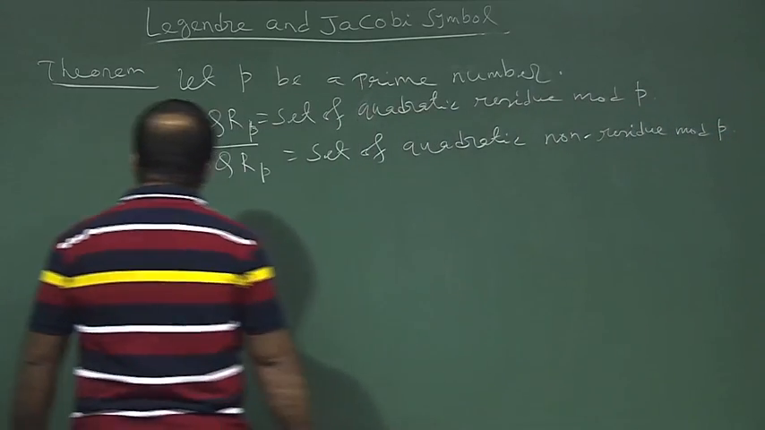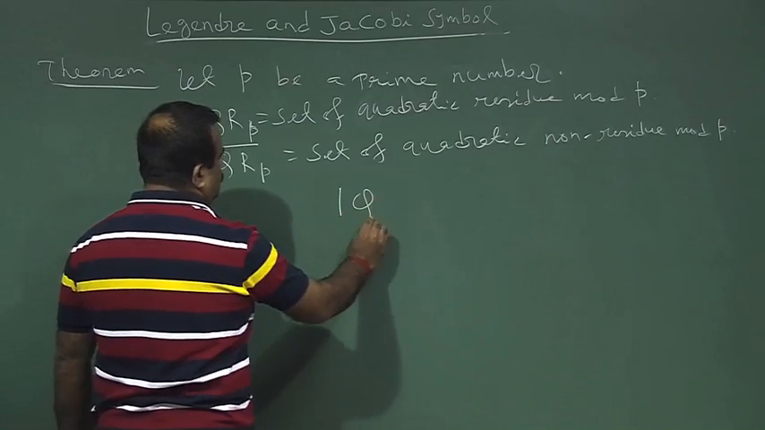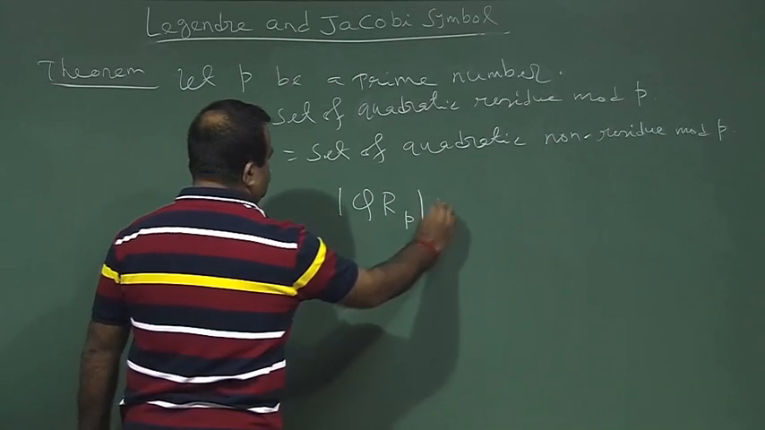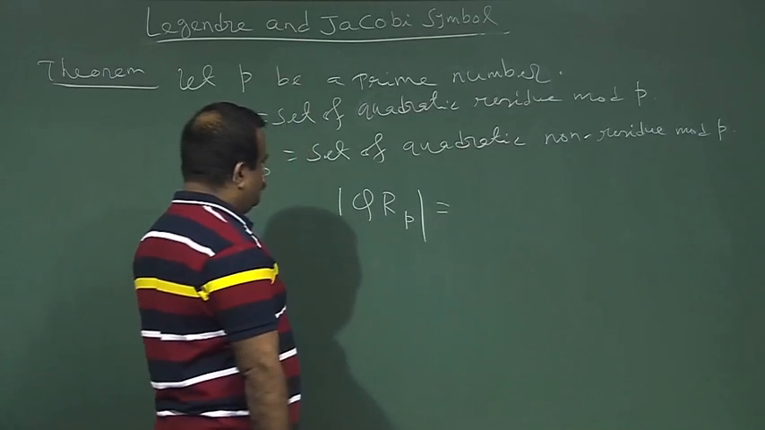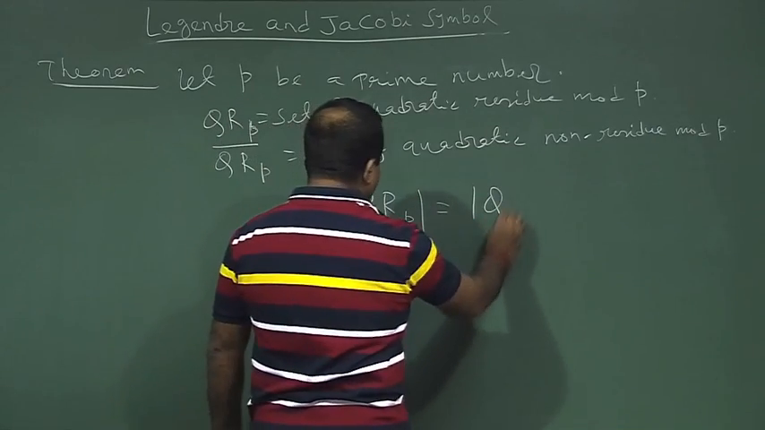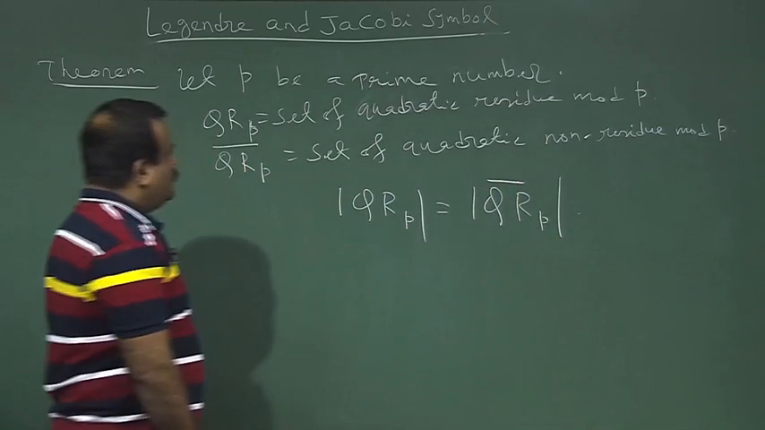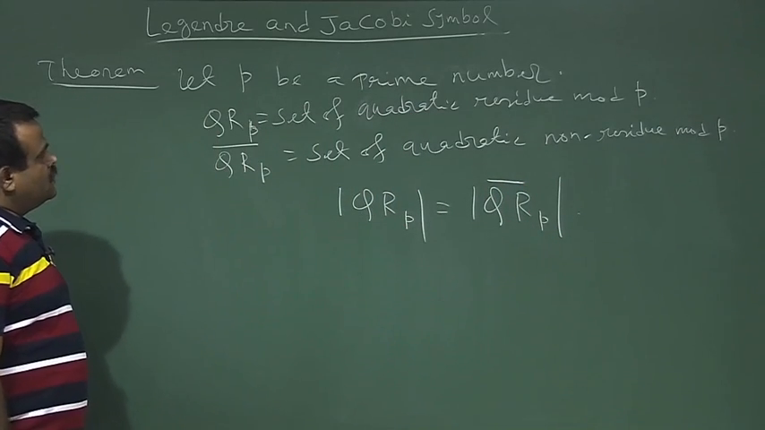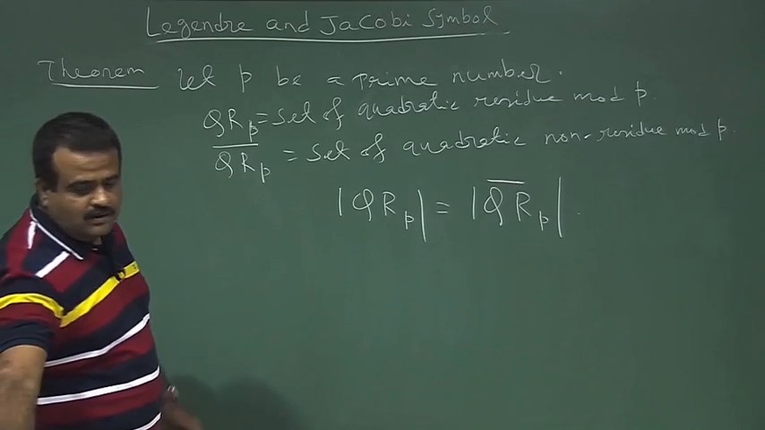Then in this theorem we want to show that the cardinality of these two sets is the same. The number of quadratic residues is the same as the number of quadratic non residues. So, we will prove this theorem. But before proving it, let us take some examples.